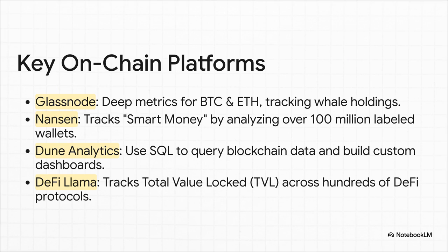Glassnode is like a health check for the big guys, Bitcoin and Ethereum, letting you track whales, that's the biggest holders. Nansen is famous for tracking what it calls smart money by labeling millions of wallets belonging to historically profitable traders. DeFi Llama is your Bible for the decentralized finance space, tracking something called total value locked, or TVL. And for the real data junkies out there, Dune Analytics is the ultimate DIY tool where you can build your own custom dashboards from the ground up.